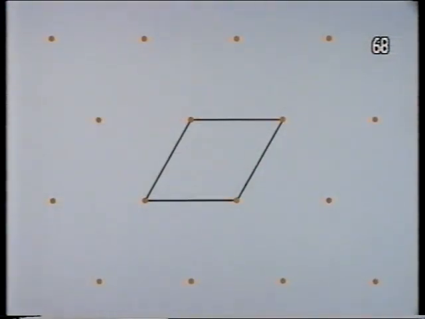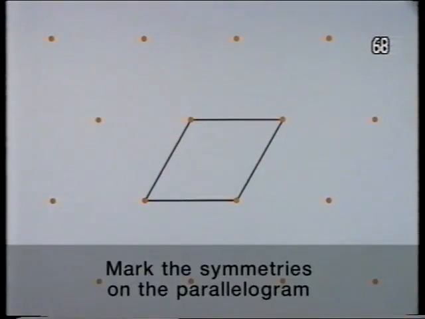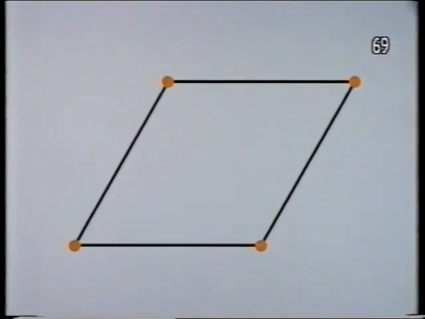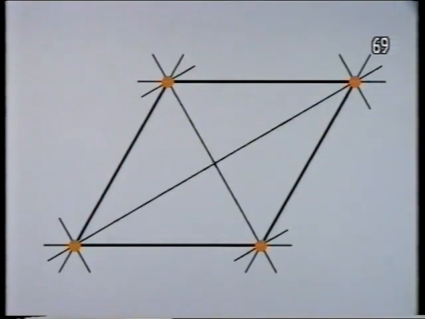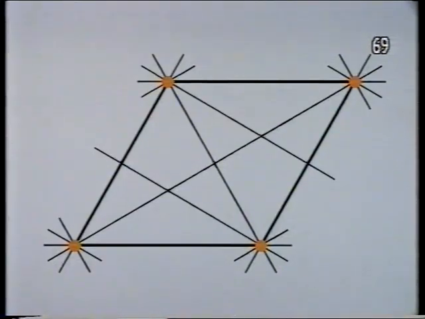Perhaps you'd like to mark up the basic parallelogram yourself, showing all the centres of rotation with the orders of each, and all the axes of reflection and of glide reflection. This diagram is reproduced in your video notes. There's a very large number of symmetries. The axes of reflection include the four sides and the two diagonals, and also the perpendicular bisectors of the sides.